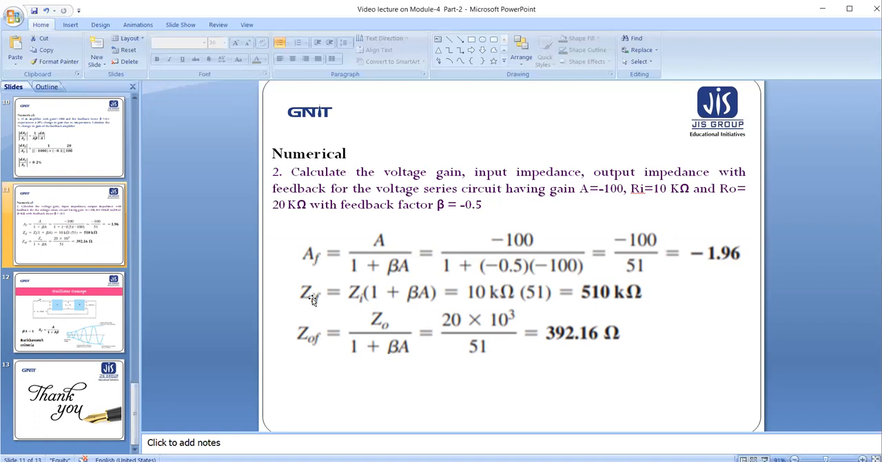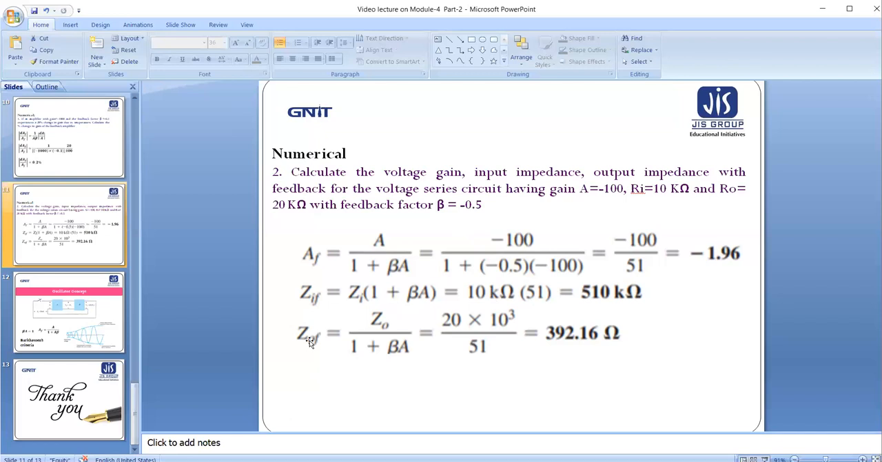Now input impedance ZIF is equal to ZI into 1 plus A beta. After putting ZI as 10 kilo ohm, 1 plus beta A, where beta A is minus 0.5 into minus 100, it becomes 50. So 50 plus 1 is 51. It becomes 510 kilo ohm.